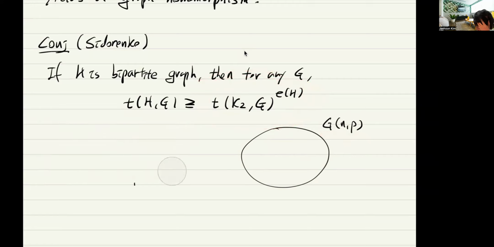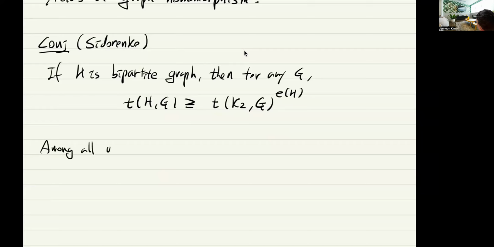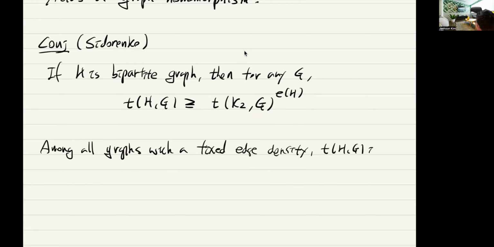In other words, what this conjecture essentially says is that among all graphs with fixed edge density, the H density is minimized when G is a random graph.